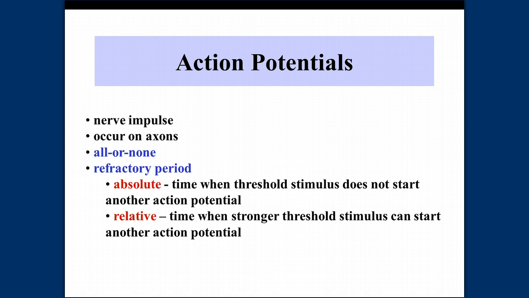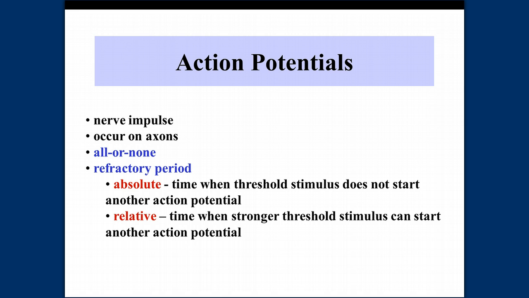There are two types of refractory period, absolute and relative. Absolute is the time when a threshold stimulus does not start another action potential, no matter how many graded responses it gets, no matter how intense the impulse. Absolute refractory means that it's not going to happen. It does not start another action potential.